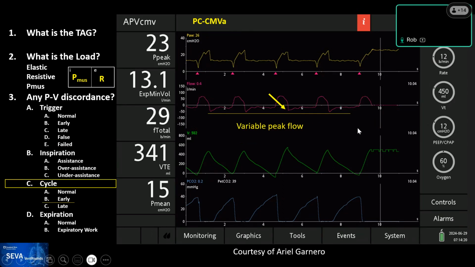Anyways, that's my thinking. What would you say, Ari? I totally agree with you. Description, it seems like the patient relaxed.